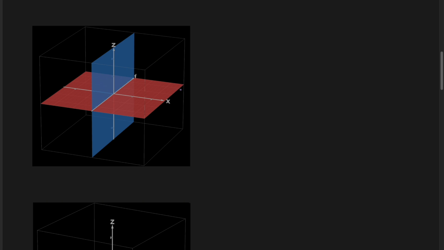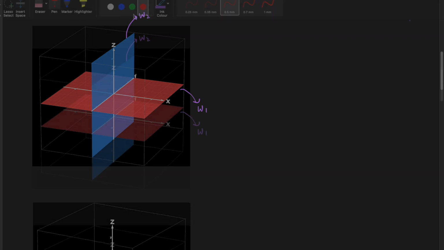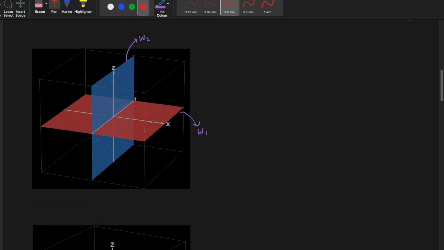So let us suppose this red plane is our subspace W1 and this blue plane is our another subspace W2. Let us suppose we take two vectors in the union. So let us suppose this vector u belongs to W1, so it is also belonging to the union of W1 and W2. Right. Now let us suppose we take another vector, this blue vector, or let me just draw it using the white color.